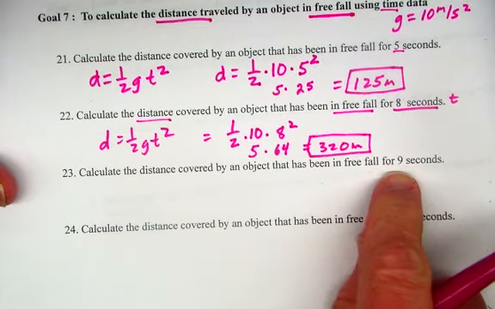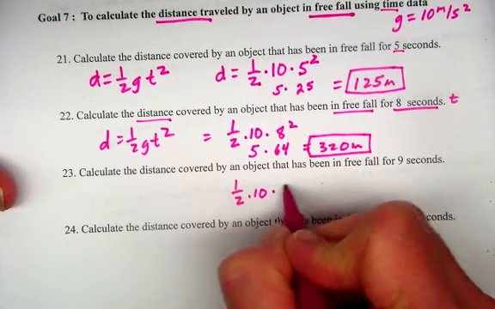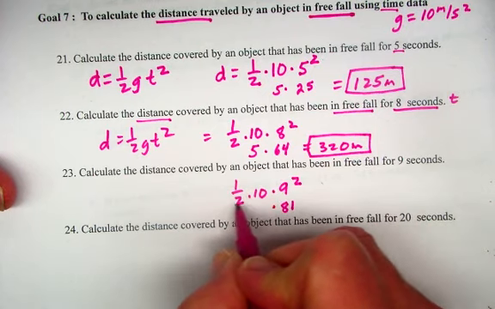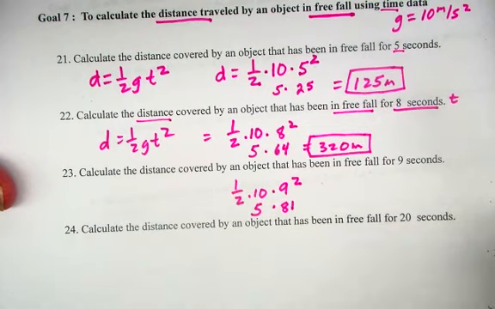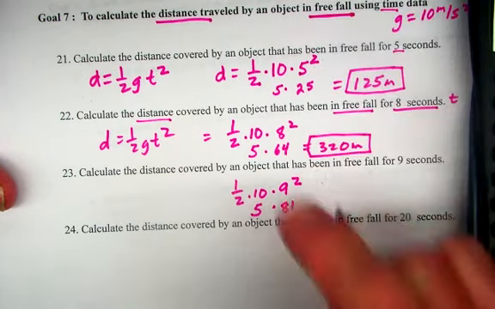If something's been in free fall for 9 seconds, 1/2 times 10 times 9 squared. So 81 times 1/2 times 10, which is really times 5. So 81 times 5 equals 405 meters.